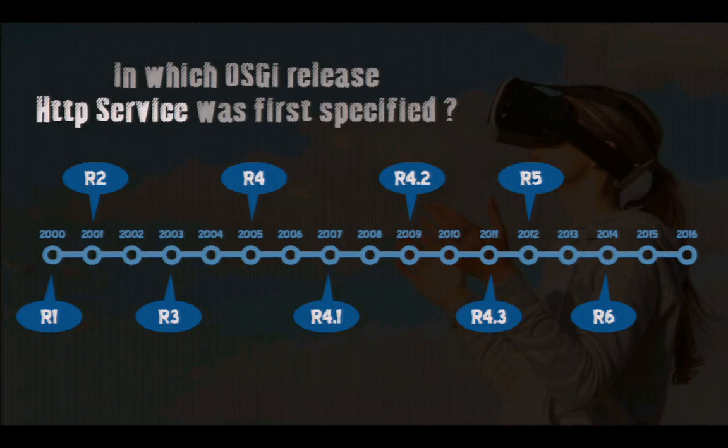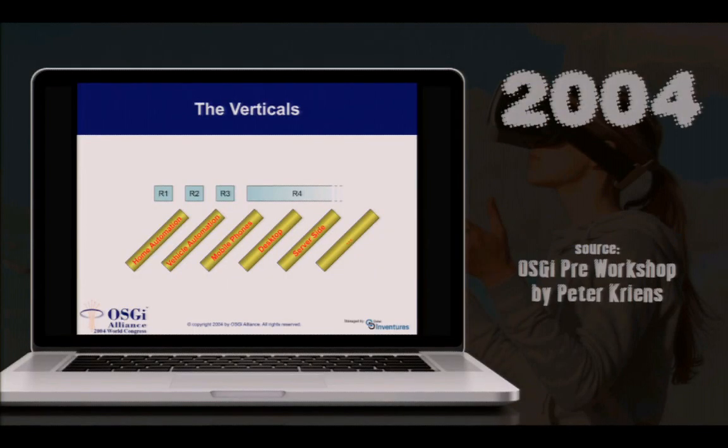Those are the specs, as they were released over the years. Now, the question for you is, in which OSGi release was the HTTP service first specified? Who goes for R6? R5? Hands up. R4? R3? R1? Yeah, you're right, it's R1. It's actually the first release of OSGi that specifies the HTTP service. I was quite surprised to learn that myself. I was just going to do this quiz to check things out.